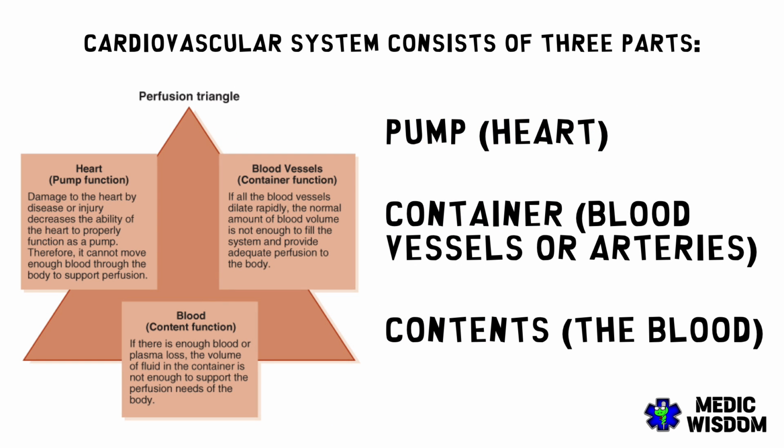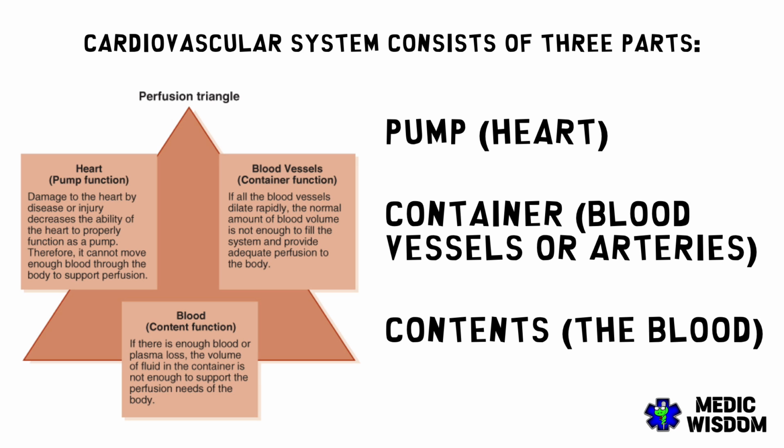Okay, here are the three things that make up the cardiovascular system. We've got our pump, which is our heart, the container, which is our blood vessels and arteries, and then we got the blood. Those three things make up our cardiovascular circulatory system. All three of these things have to coexist with each other. If there's a problem with one, the other two are going to show signs and symptoms. So just know that all three have to be perfect, or else the other two are going to show some kind of differences.